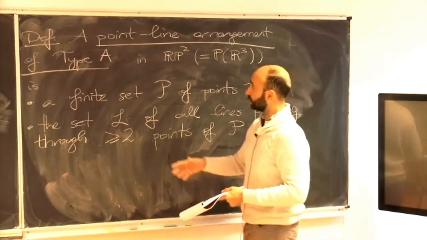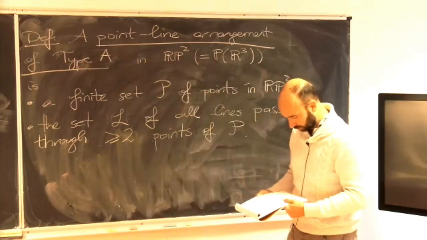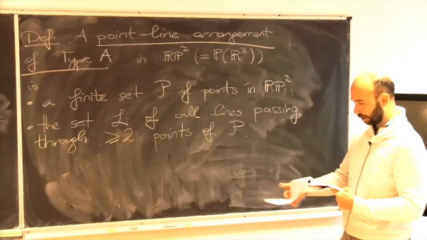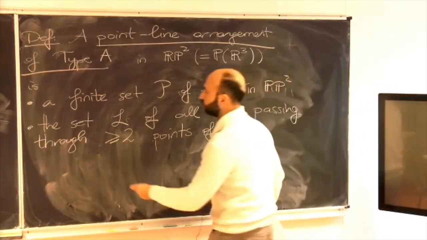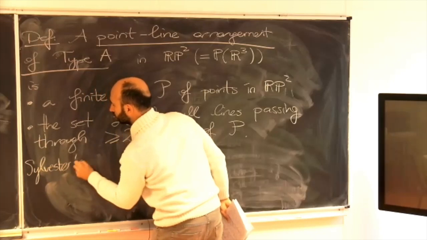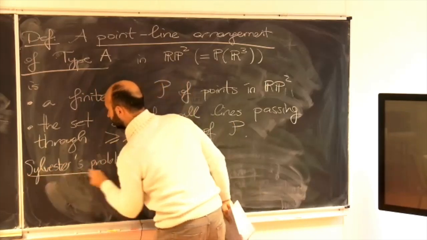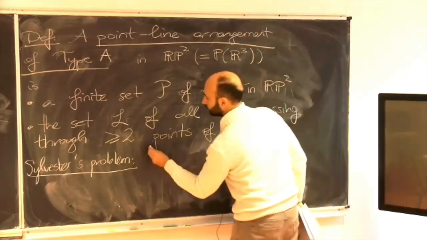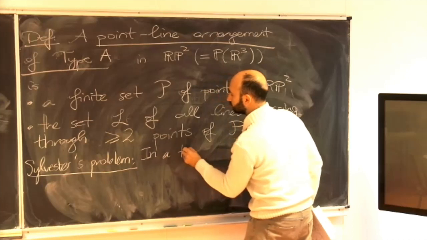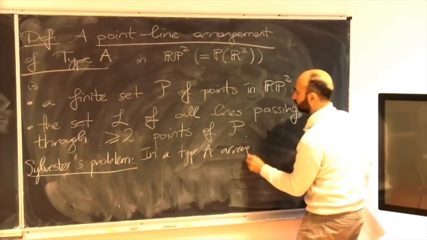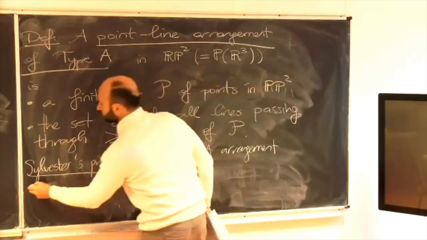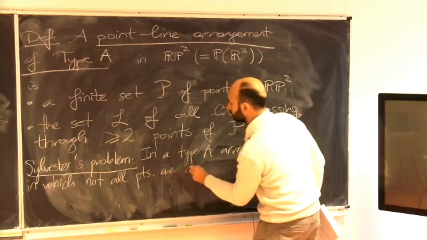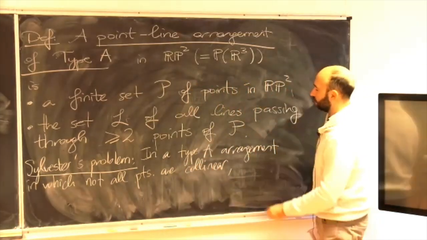The reason that I'm saying type A is because we'll have another type and we'll go back and forth between the other two. To make the reference quick and easy, I labeled it by type A. And Sylvester's problem once again, for a type A arrangement in which not all points are collinear, is there always an ordinary line?